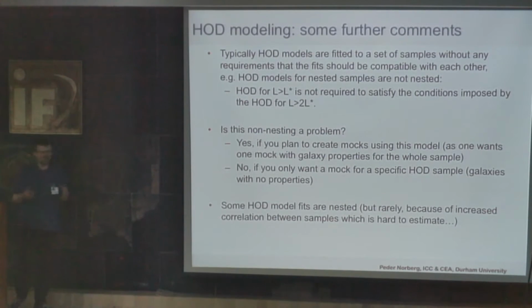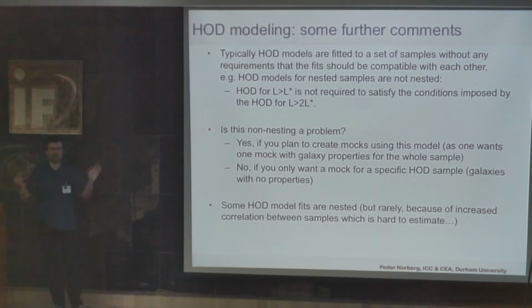HOD models are generally not nested. If I ask the HOD for L-star galaxies, and I find what it is for galaxies brighter than L-star, there's no implicit assumption that it should satisfy the constraint I get for galaxies which are 2 times L-star, for example. Let me give an example. Assume I did my fit for the sample greater than 2 L-star, and I find that there is a 1 in 100 halo at 10^12 solar masses. Yes, I take that number out of my head. There's no requirement for my fainter sample, which contains all the 2 L-star galaxies, to at least have 1 in 100 halos at that halo mass being populated.